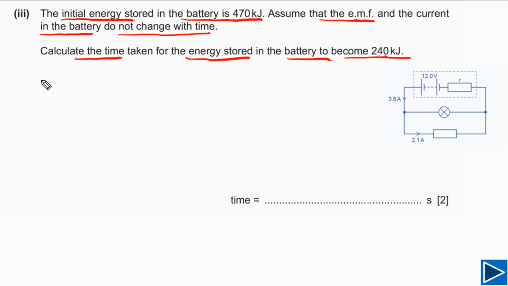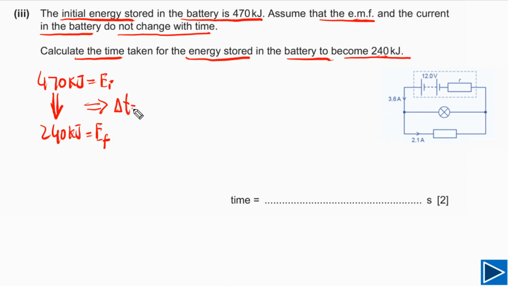Or we can simply draw it like this. The question is simply asking you the initial energy of the power supply is this one. We can say this is E_i, the initial energy, and then it decreases to 240 kilojoules. We can say this is the final energy. So the question is simply asking us what is the time taken, meaning we need to find out what is the value of delta T.